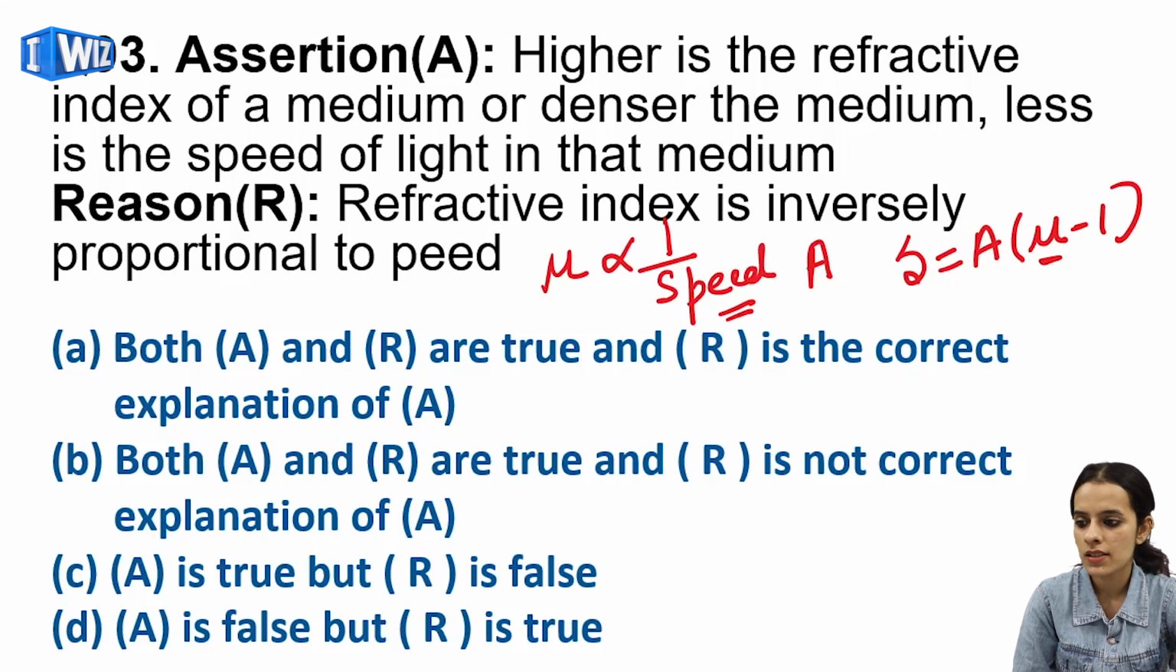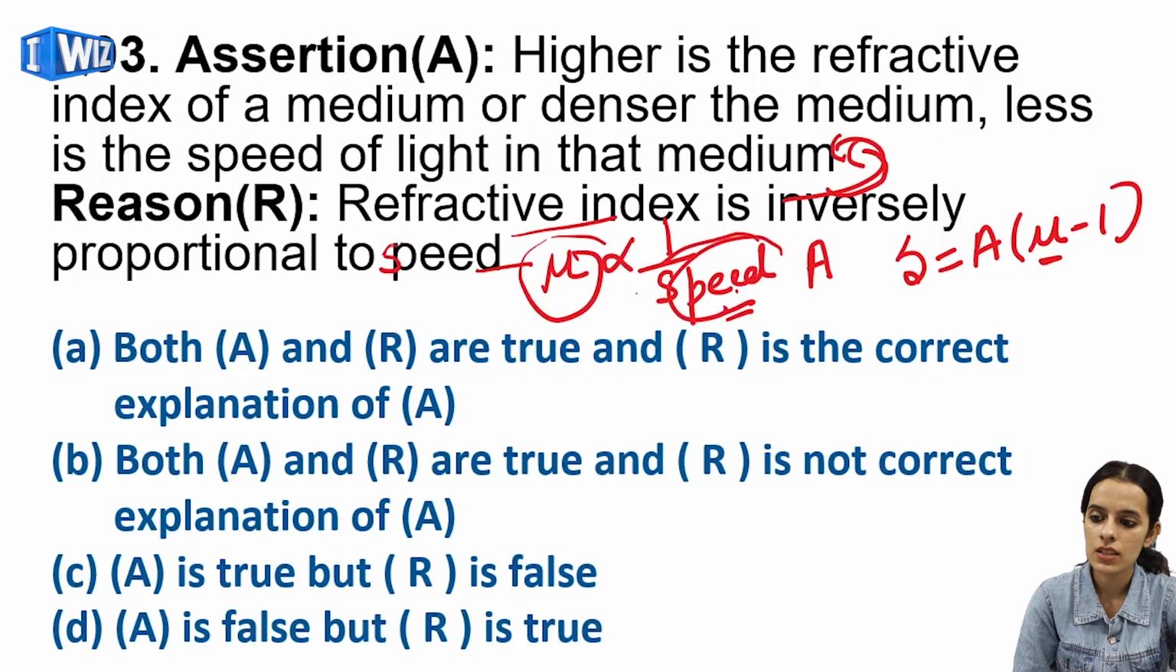Reason: refractive index is inversely proportional to speed. So I think the reason is related to the assertion, right? Because this reason is an explanation of this assertion. Because refractive index is inversely proportional to speed, the more the speed, the less the refractive index, and the less the speed, the more the refractive index. So A option is the right one from here.